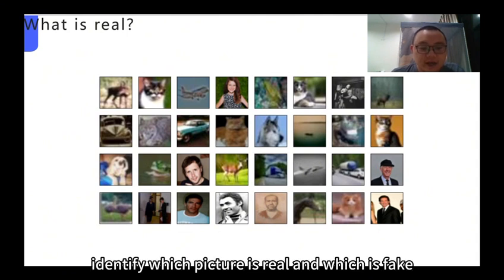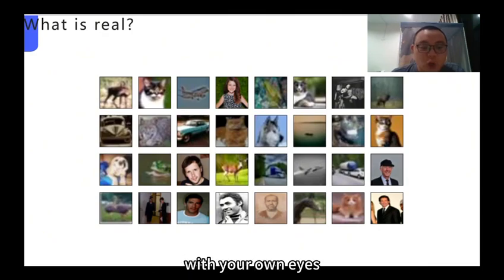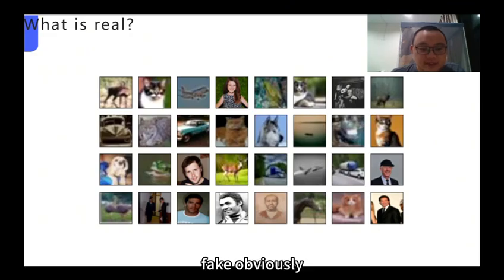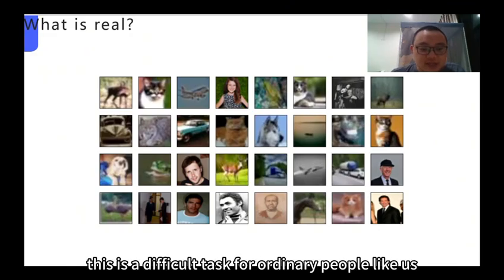Can you identify which picture is real and which is fake with your own eyes? Can you capture the subtle differences between real and fake? Obviously, this is a difficult task for ordinary people like us.